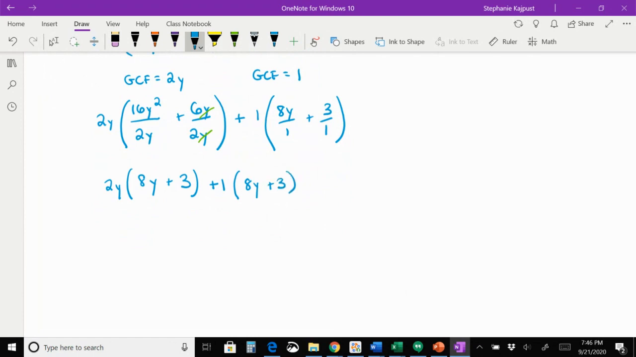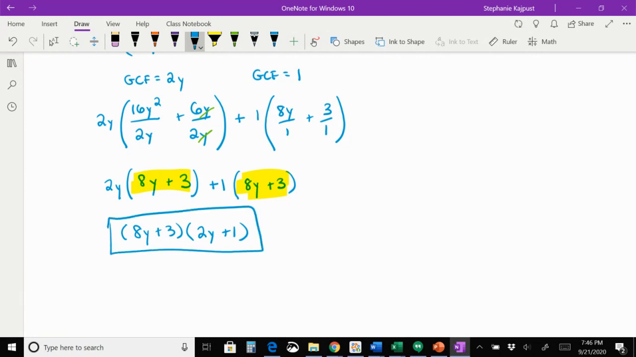So we have the same thing in parentheses here, which means we've done this correctly. So then I usually just go to my final step where that's in front, 8y plus 3. And then whatever the GCFs are is the second part. So that's 2y plus 1. So that is the AC method.